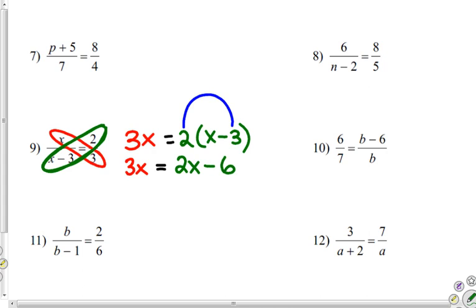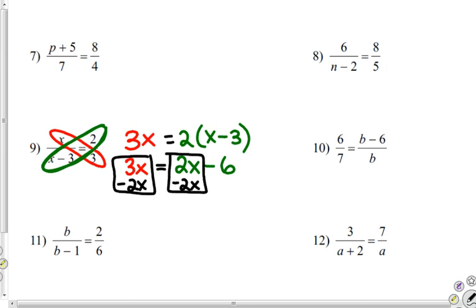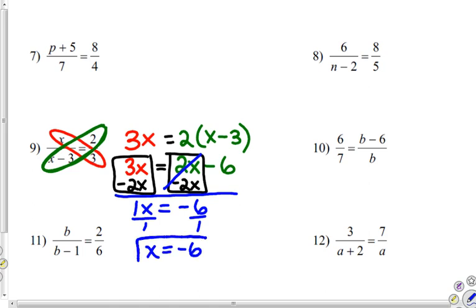Okay? We're going to take away 2x from both sides. Now you always line up your x terms together and your x terms together. Notice the minus 6 is on its own. Below, we're going to do 3x minus 2x, which is 1x. The 2x's cancel, and you get minus 6. Now, technically, we would divide both sides by 1, which gets x by itself, and we stay with negative 6 as our answer. And that's number 9.